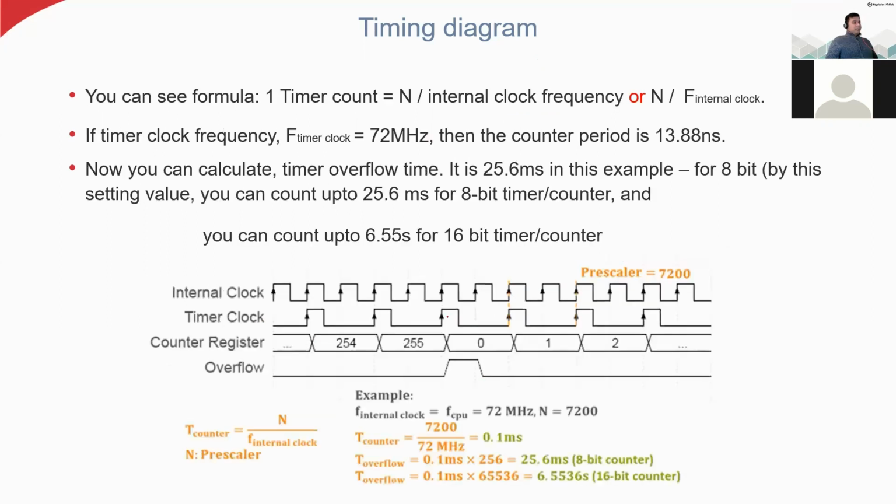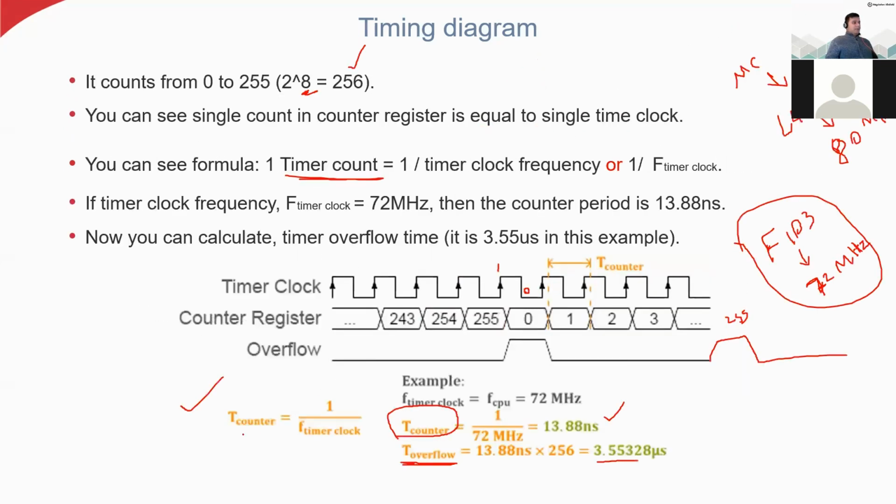We can see one more example, and then I think you will understand. You can see the formula. We already know the formula: the timer count is equal to 1 divided by the internal clock frequency. That is, the timer count is equal to 1 divided by the timer clock frequency, and the timer clock frequency is the maximum clock speed of the microcontroller. This is for a prescaler value equal to 1, because here we are counting for every single internal clock. So 1 clock is equal to 1 count. This is on time, off time, and this is one single count.